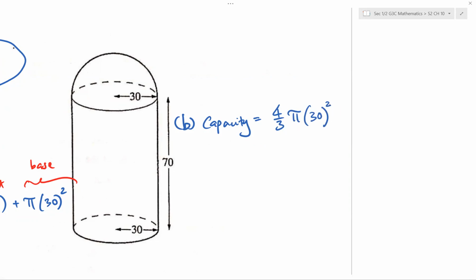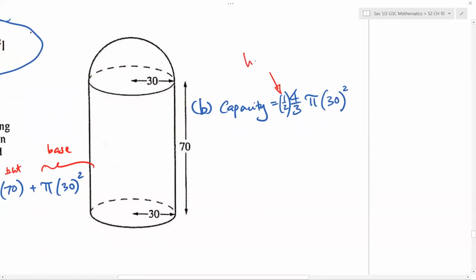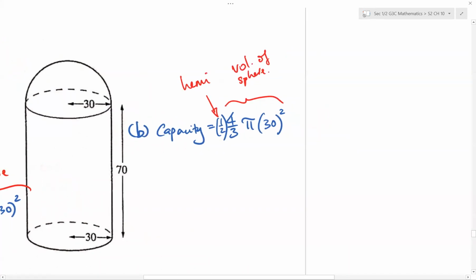Oh, the whole thing times half. Okay, so let's put a half in front. So half times 4/3 pi r square, is it? Okay, what is this for? Okay, so the half again refers to the hemisphere. And you're saying that 4/3 pi r square is the volume of sphere, is it? Okay.